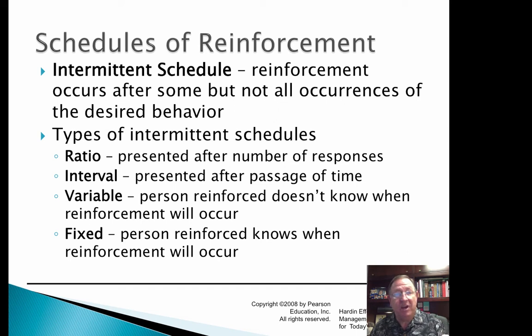The variable one is pretty self-described. You do it whenever you want to do it, and the students don't know when they're going to get rewarded. The fixed one is where the students know if we get 15 good stars from the lunchroom behavior chart, then we're going to get a reward. It's fixed on a certain exact number. The students know what they're shooting for.